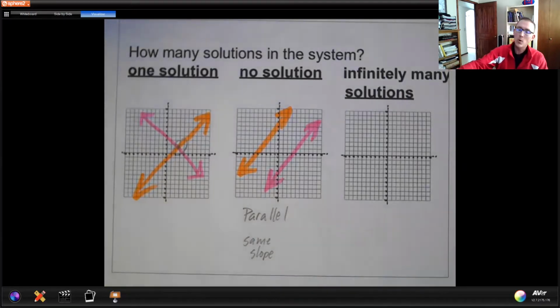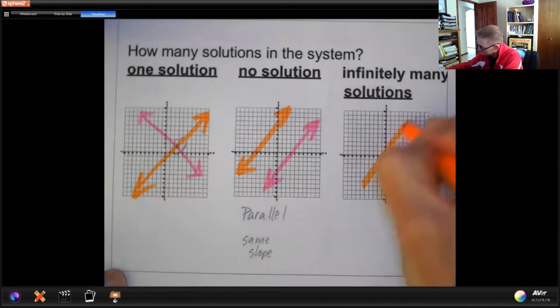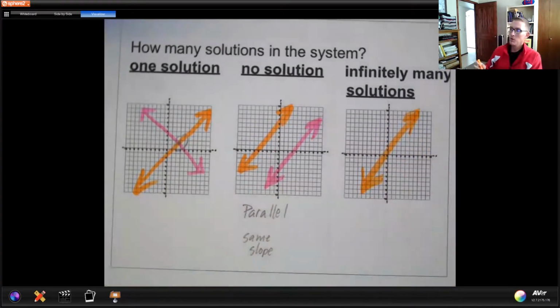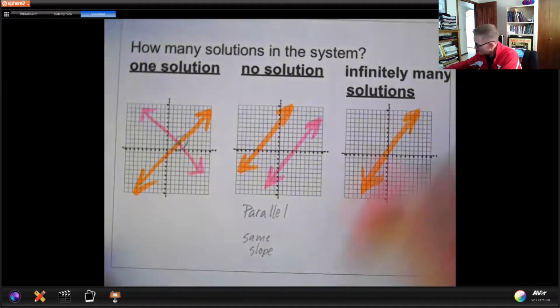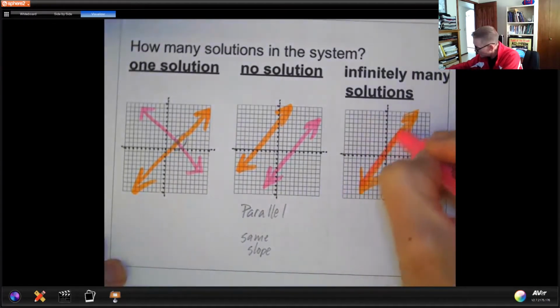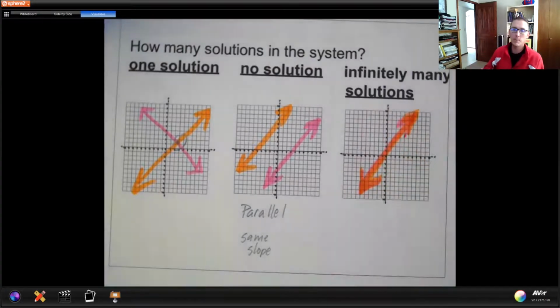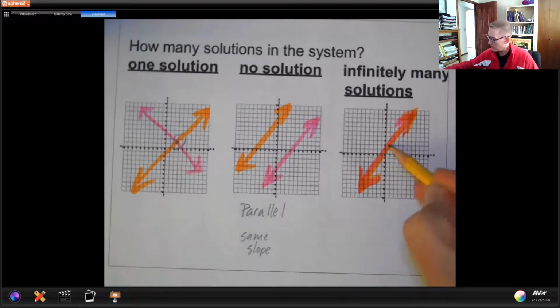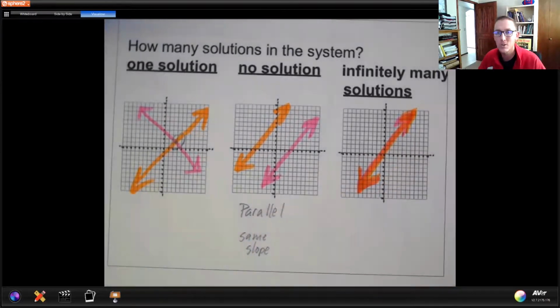Well, what could we do then for infinitely many solutions, meaning they cross lots of times? Well, to have two straight lines cross each other lots of times, I'm going to have one line there, and I'm going to have another line right on top of it. They now cross an infinite number of times. They cross here and here and here and here and here and here, and they continue to cross each other an infinite number of times because the line goes on forever.